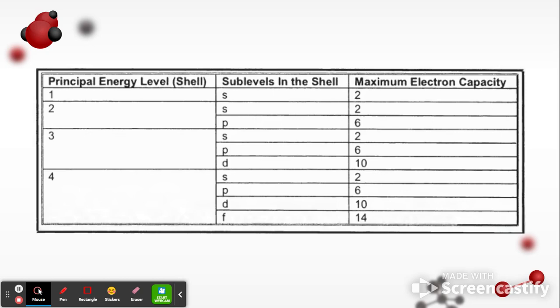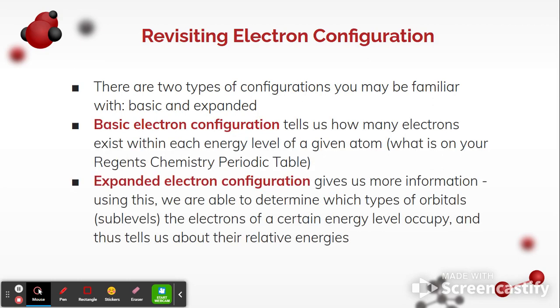The first principal energy level has just an S sublevel. Thus, only 2 electrons can be held in the first PEL, as we have already seen. The second PEL has a 2s and 2p sublevel. Thus, the electron capacity of the second PEL is 8, which is the sum of 2 and 6. The third PEL has an S, P, and D sublevel, and thus has a capacity for 18 electrons, as we've already seen, which is the sum of 2, 6, and 10. And the fourth PEL has S, P, D, and F sublevels, and thus has an electron capacity of 32 electrons, or the sum of 2, 6, 10, and 14. We've already discussed the distinction between basic and expanded electron configurations.